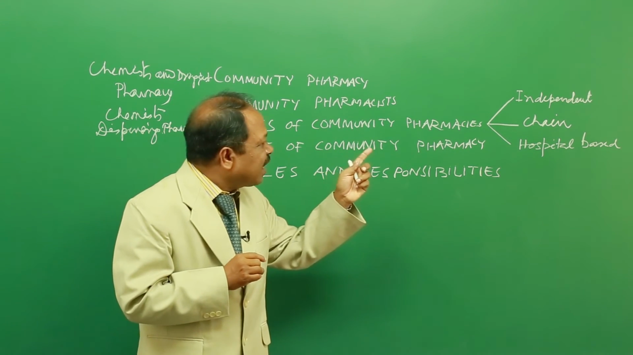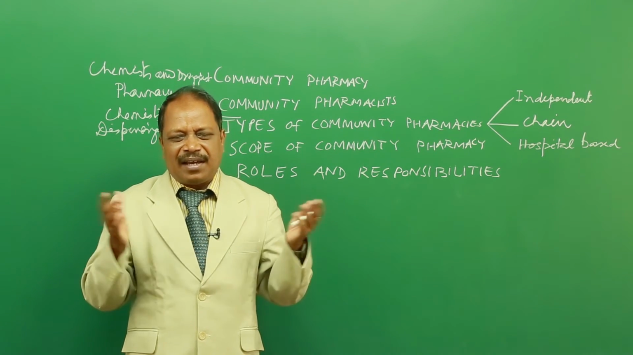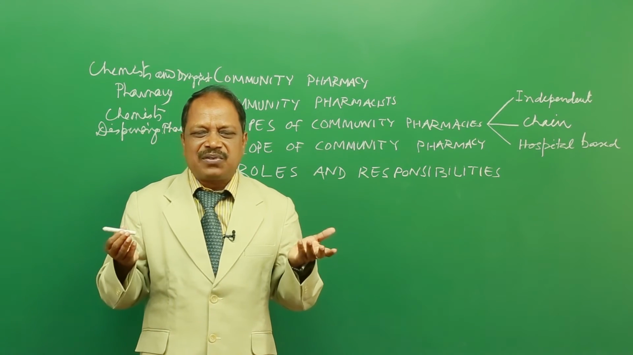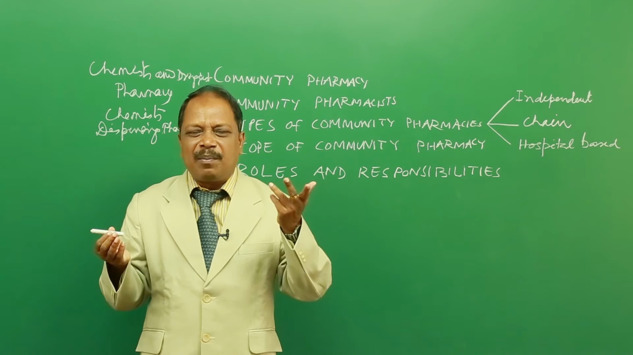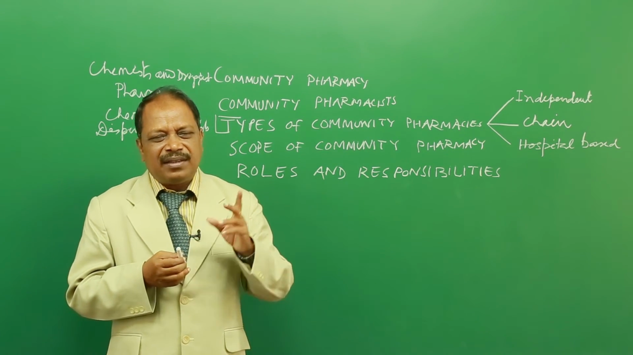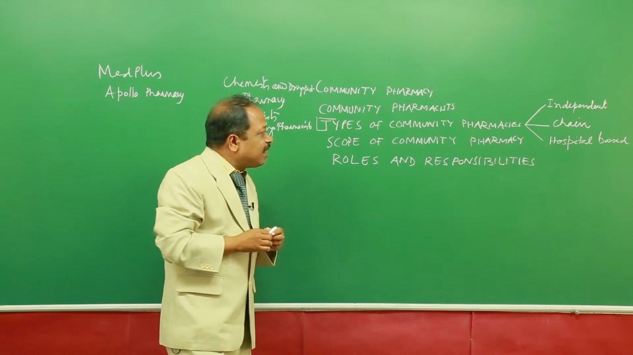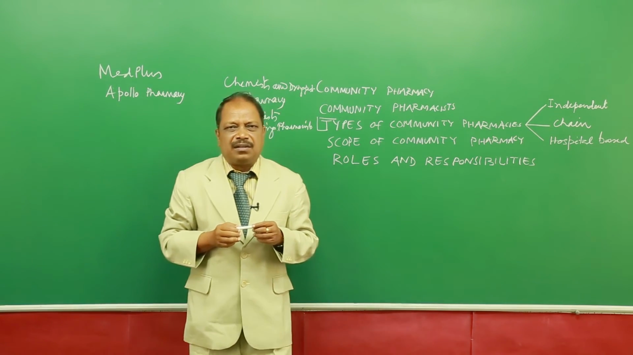Then we have the second category of pharmacy, chain pharmacies. There are a group of industrial houses, corporate houses, who have started several chain pharmacies, and the two prominent ones that I am going to tell you are MedPlus and Apollo. Then we have the third type, called hospital-based community pharmacy.